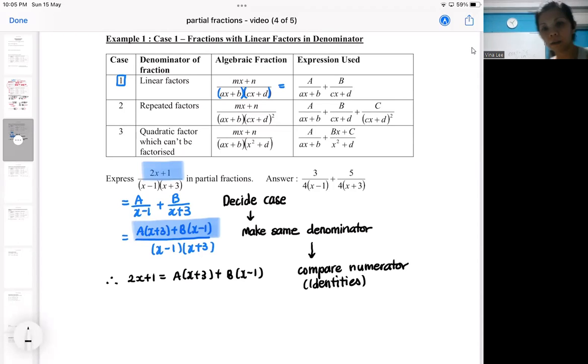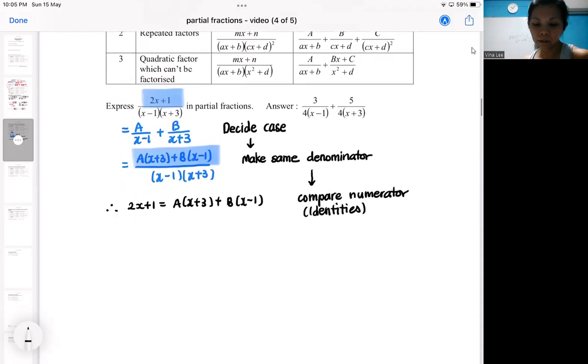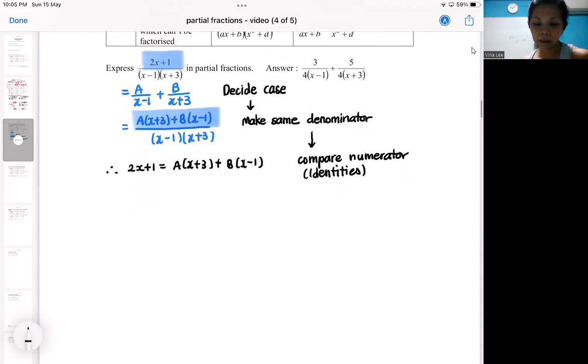So after you decide the case, you will make the same denominator, and then you compare the numerator. In the comparison, you've got two unknowns. Usually in case one, the two unknowns will be easily found by substitution.